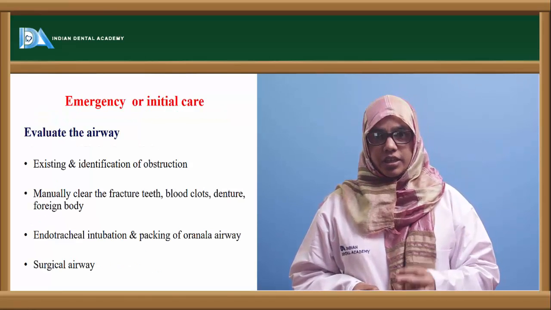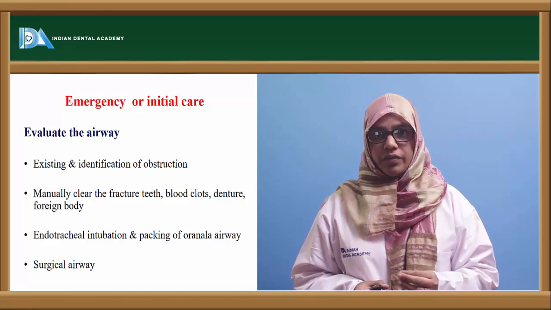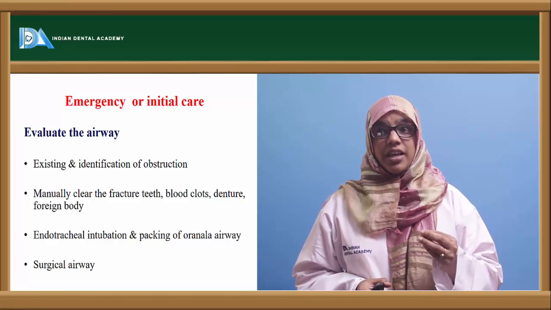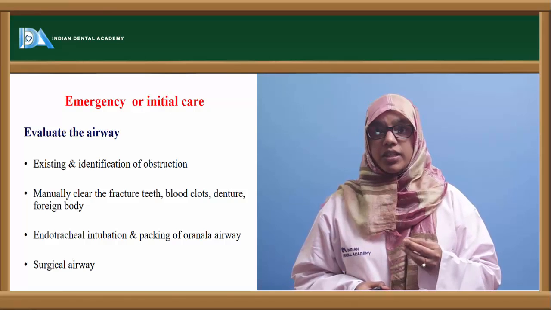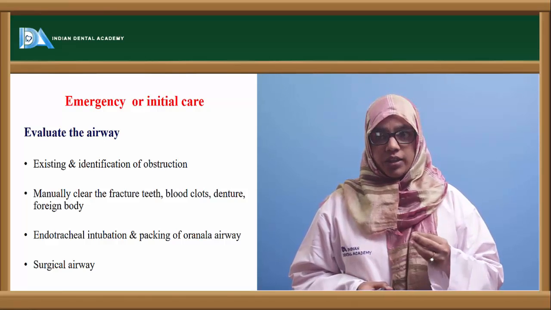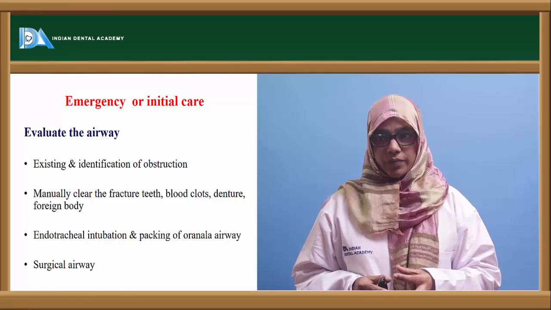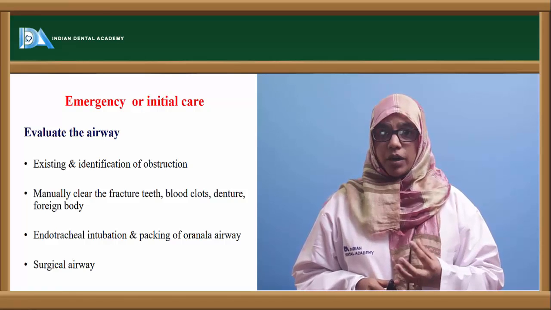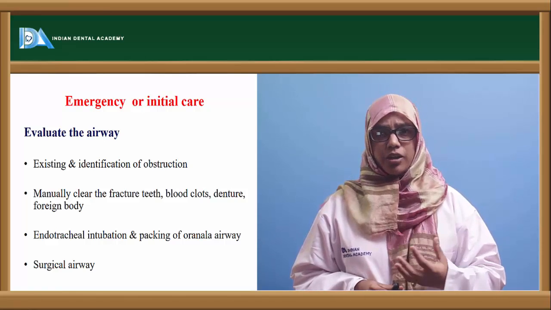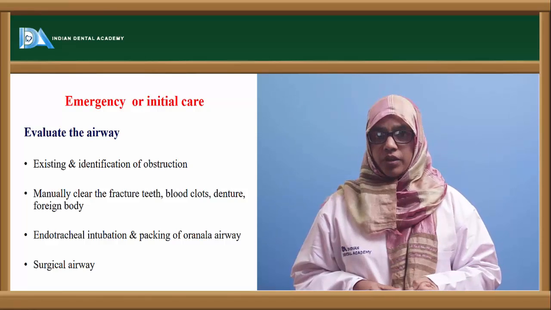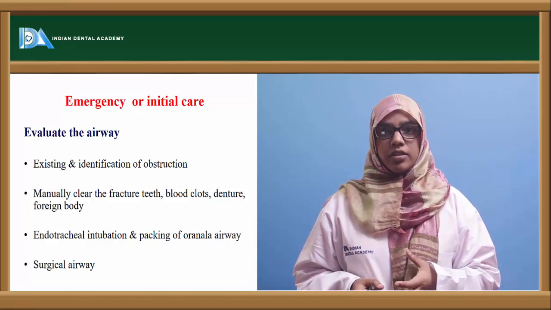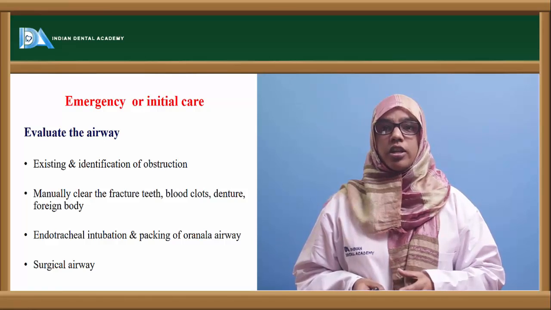In emergency and initial care, you evaluate the airway first. See the existing airway of the patient, and identify if there is any kind of airway obstruction. Then you manipulate the airway. If there is anything in the mouth like a fractured tooth, blood clot, or a denture, try to remove it. Once you have done this, open the airway by doing the head tilt and chin lift technique.